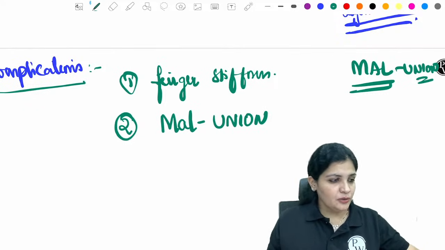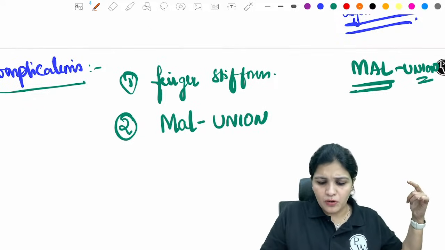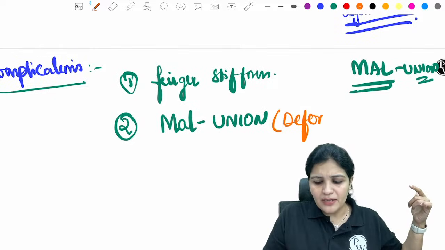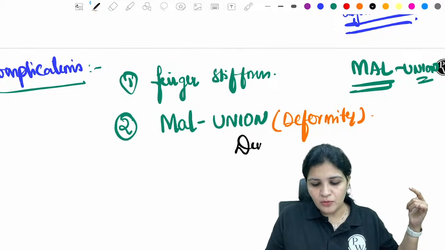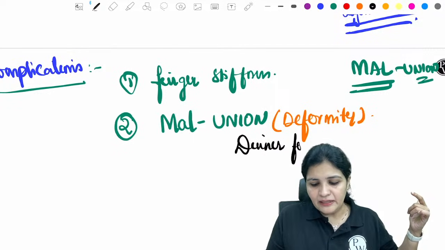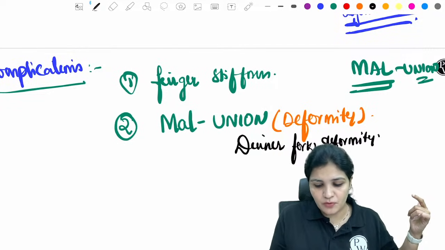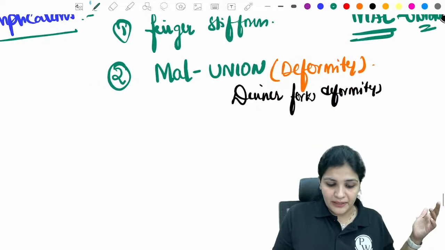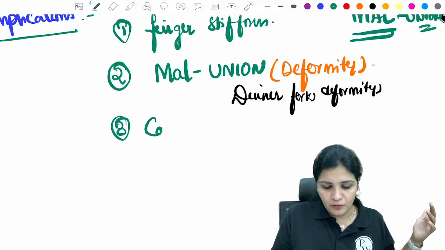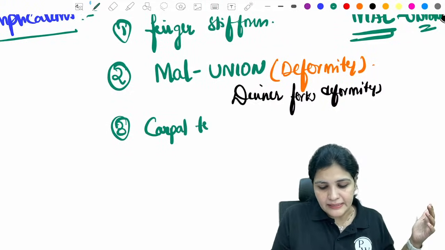So what is the malunion? Whenever you hear this word malunion, you have to be sure that this will result in some deformity. So again, what is that deformity? You all know that is the dinner fork deformity. So this is, again, an important complication which you have to remember. And the third one is the carpal tunnel syndrome.